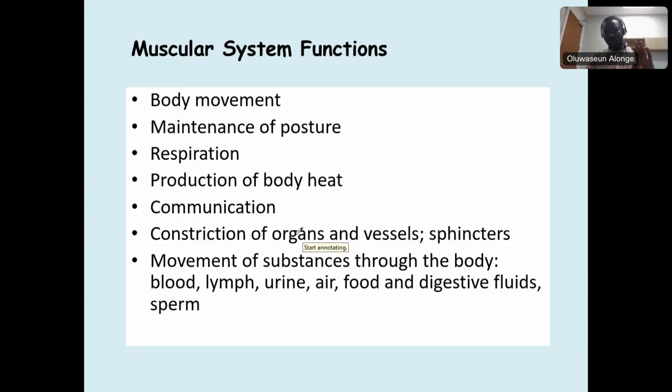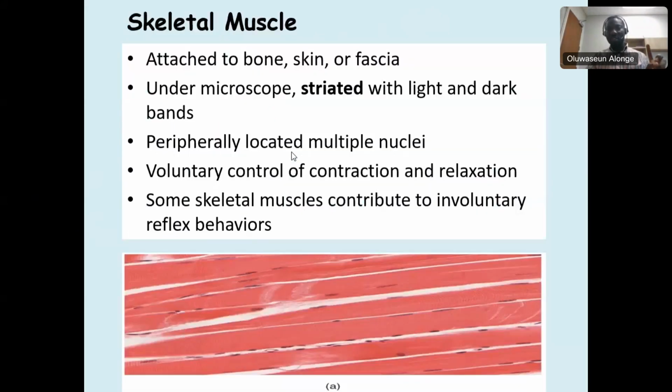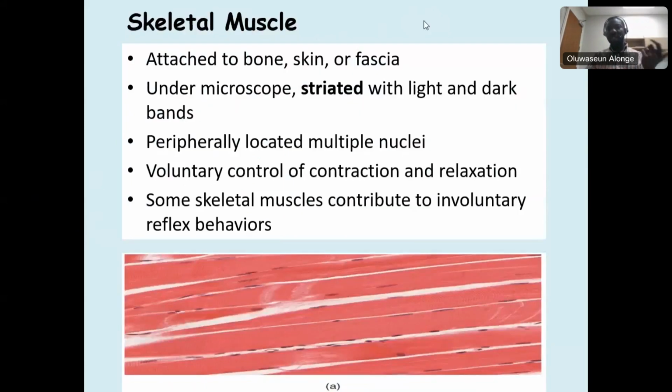Now, also movement of molecules through the body: the lymph, the blood, urine, air, food, they move as muscles contract and relax. Now, there are three kinds of muscles that I'll be discussing. The first one is the skeletal muscle, then cardiac muscle, and smooth muscle. Now, the key thing you want to look at is this: where do you find each of them? Where can they be found?